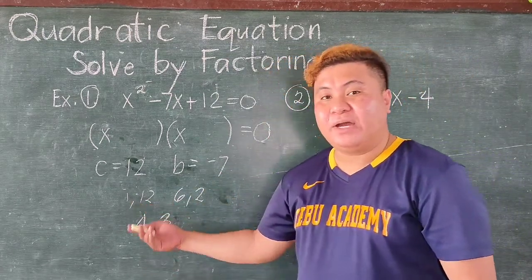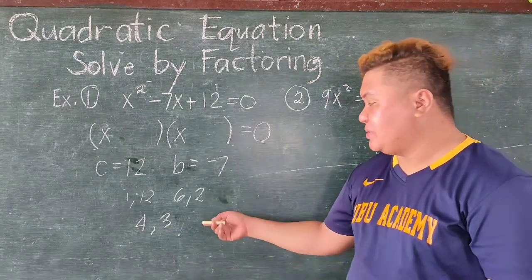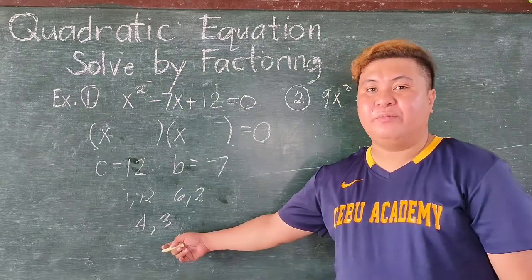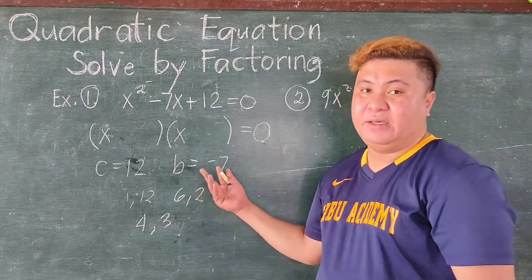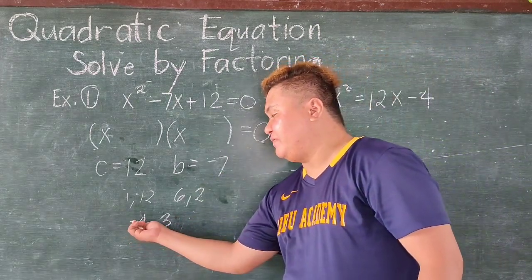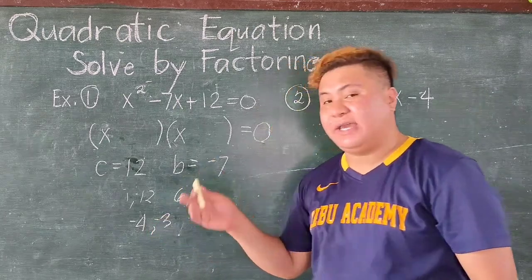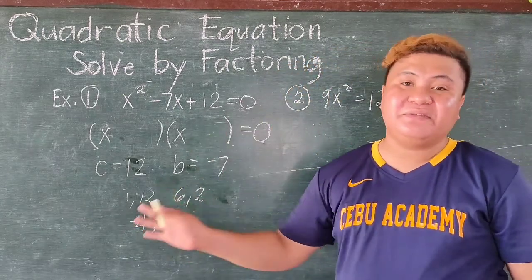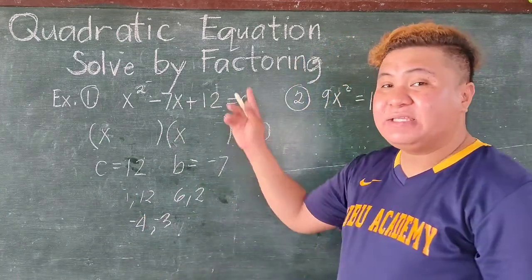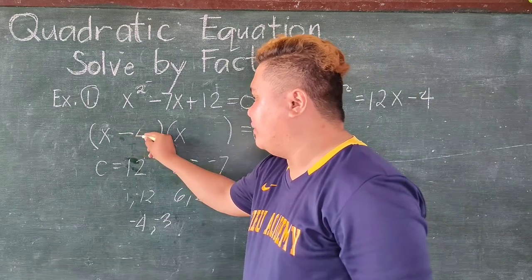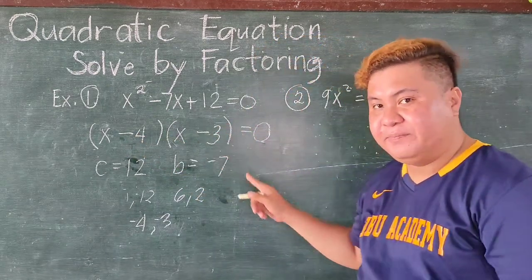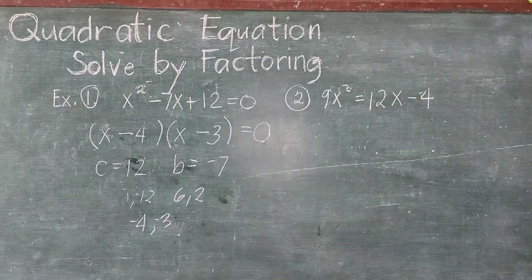So for us to be able to make it negative 7, we substitute the following factors. What you will do is use negative 4 and negative 3. Because again, negative 4 plus negative 3 equals negative 7. So, what you put in the brackets is negative 4 and negative 3. Okay? And let's continue.